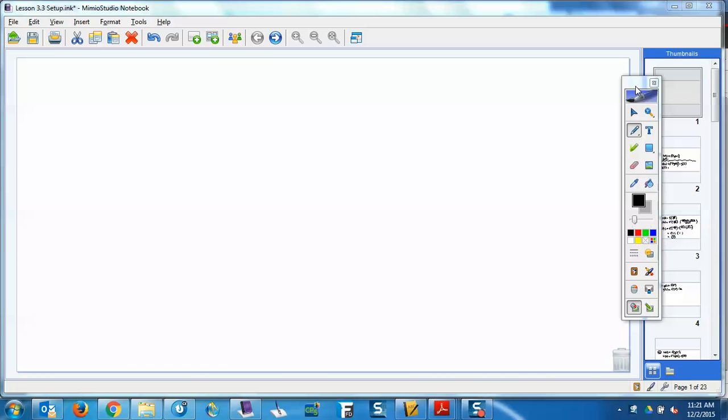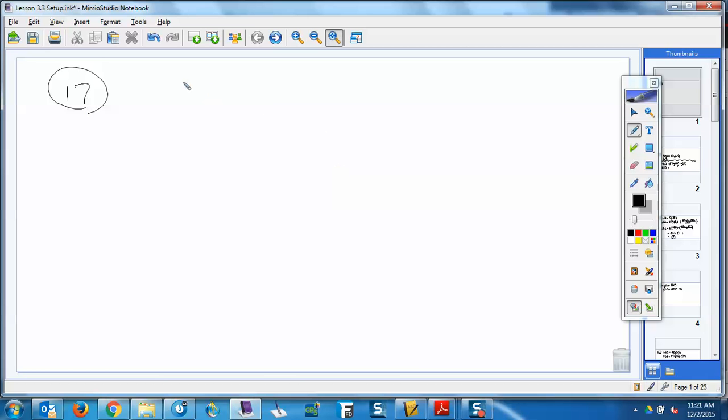17. Okay, so tell me, Jordan, read to me what number 17 is. F of x is equal to the square root of the quantity 1 plus 3x squared. And squared, just like that.